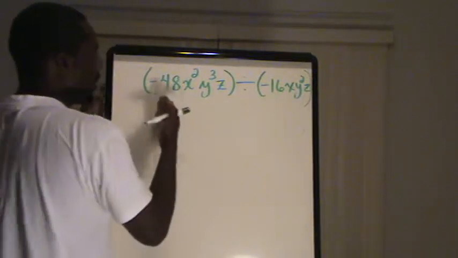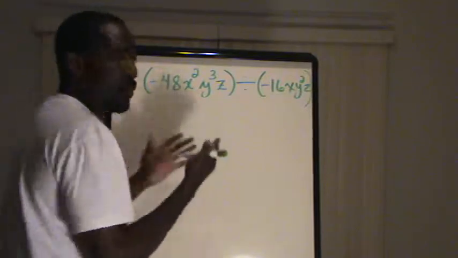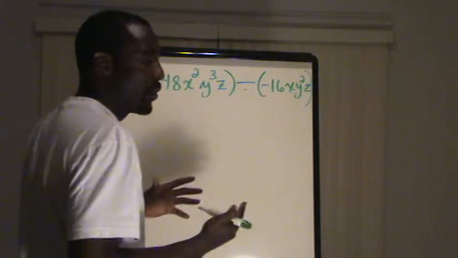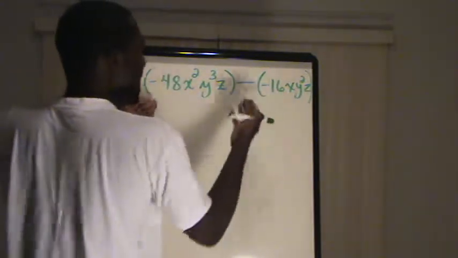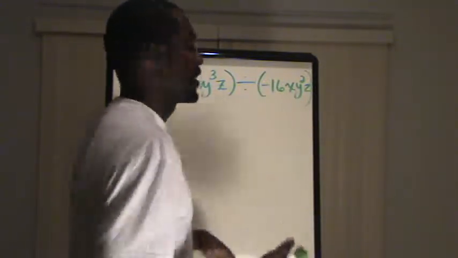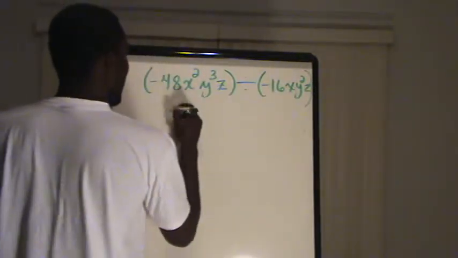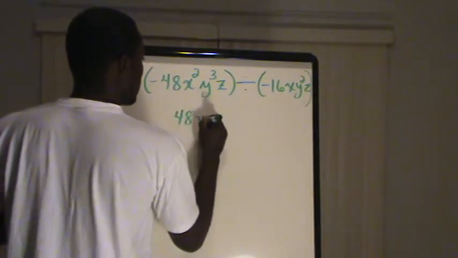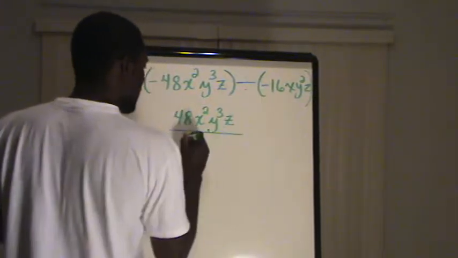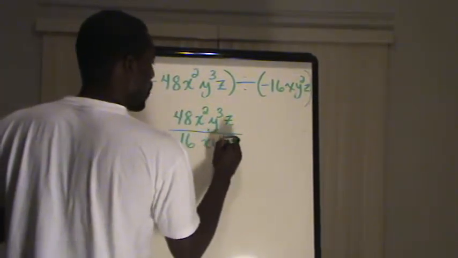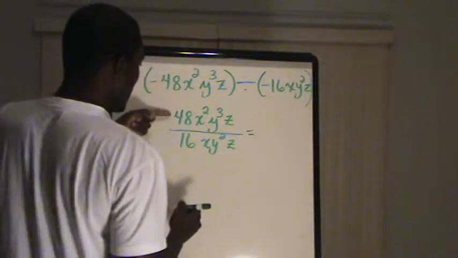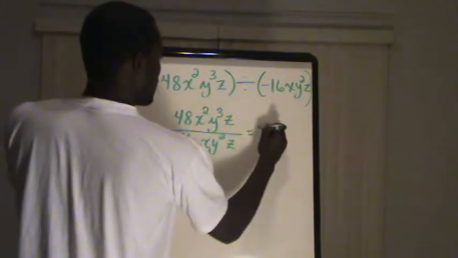What we can do to really teach this, first of all, when I teach, I like to go ahead and get my signs out of the way so that I'm not carrying them along the whole problem. So a negative divided by a negative will give me a positive. So I know the end result, my answer is going to be a positive expression. So now I can actually write this as 48x squared y cubed z divided by 16xy squared z. Okay, so this is simple. 48 divided by 16 is 3.